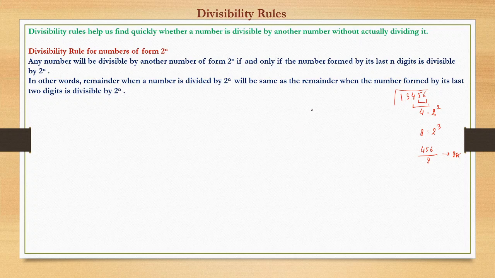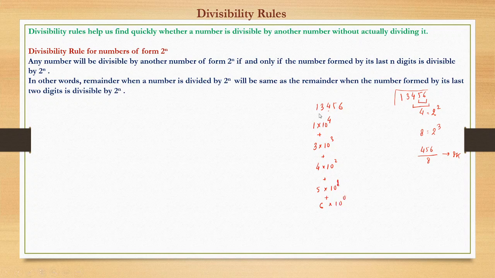One more basic concept, on this same number 1 3 4 5 6. Can I not write this as 1 into 10 raised to power 4, plus 3 into 10 raised to power 3, plus 4 into 10 raised to power 2, plus 5 into 10 raised to power 1, plus 6 into 10 raised to power 0.